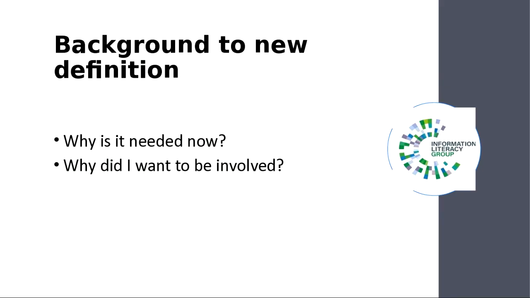So if I can take us to the background to the new definition, why did we need it and why did I want to be involved? The CILIP Information Literacy Group created this definition for information literacy to update the definition that was devised by CILIP in 2004. Obviously that was 14 years ago, and the theory and practice of information literacy has evolved considerably since then. And we wanted a definition that reflected those changes.